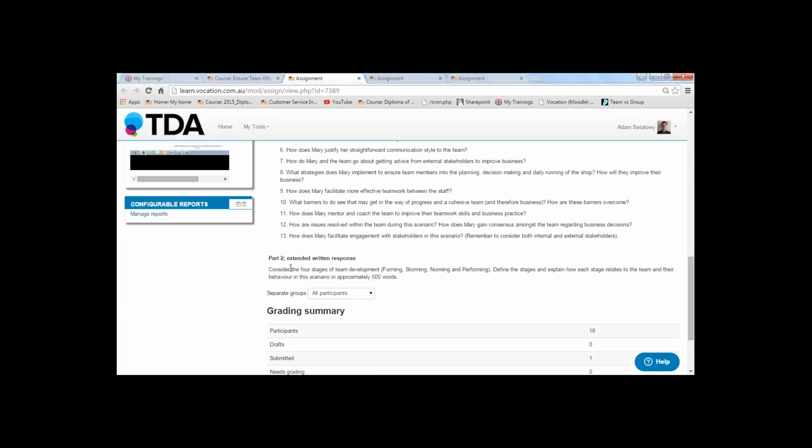Part 2, it's what we call our extended written response. We're looking for 500 words in part 2. We want you to consider the 4 stages of team development, that being forming, storming, norming, and performing. So ideally for this one, we want you to define each stage and explain how each stage relates to this particular example. So you'll need to briefly define each of those stages, but explain how each stage relates to the team and their behavior in this scenario.